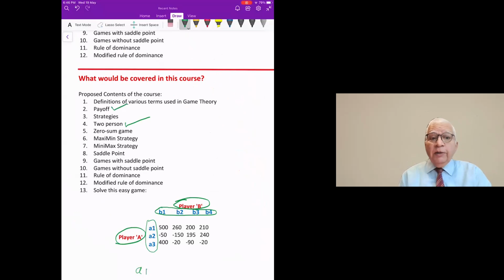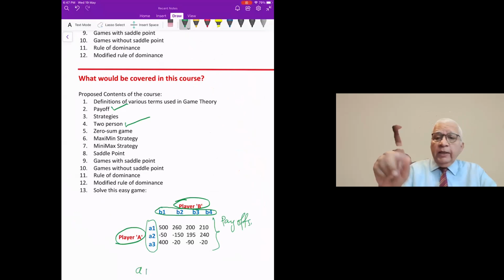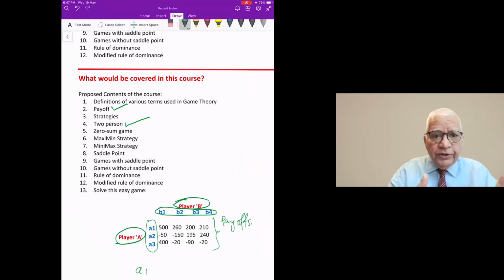So here also, what are payoffs? Payoffs are the numbers written inside this matrix. See, these are payoffs. Now, for example, let's see the A1 row. So far as player A is concerned, he has three strategies, A1, A2, A3. Corresponding to strategy A1, what are the payoffs? It is indicated in the A1 row as 500, 260, 200, 210. These are the payoffs resulting from player A's strategy being A1.